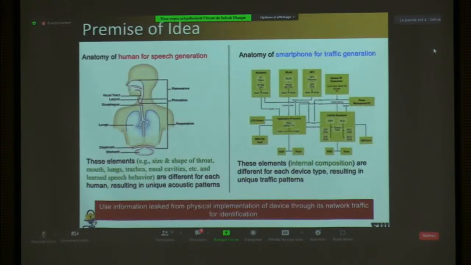So why is this an interesting problem? The basic analogy is this. We are all human beings. When I talk, I sound different, although we all have internally similar organs, different from all of you. All of us are different. And if you look on the right, this is the internal composition of a smartphone for traffic generation. This is the same for all Samsung models, but then it may be different from Samsung to Apple, or even within the same brand category, if you have different devices, you will have similar and different compositions. So we thought that, by just observing these architectural differences from outside, maybe you can identify these devices.